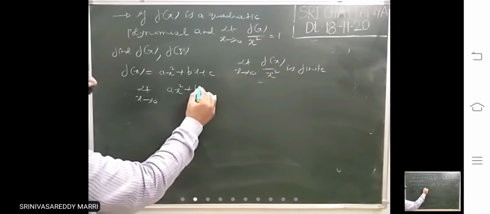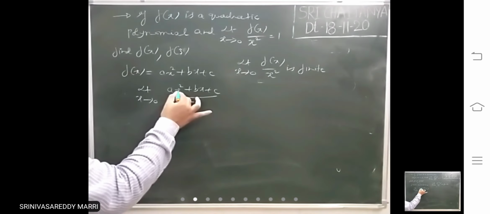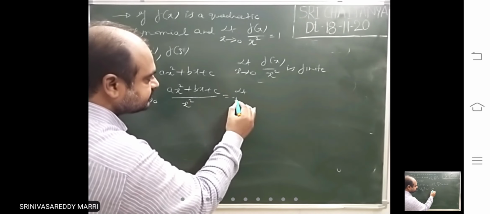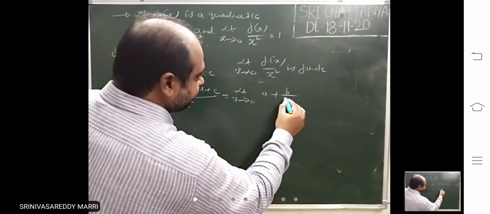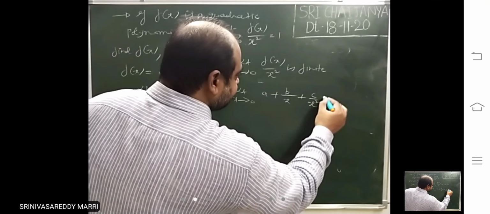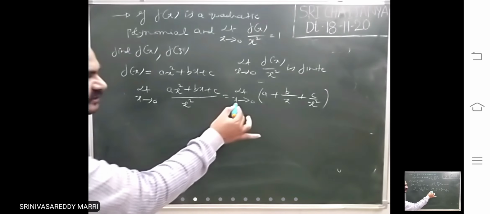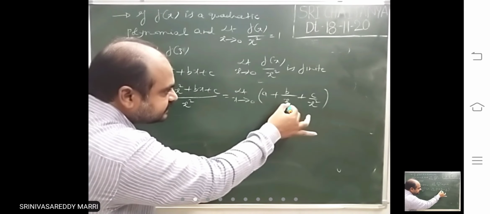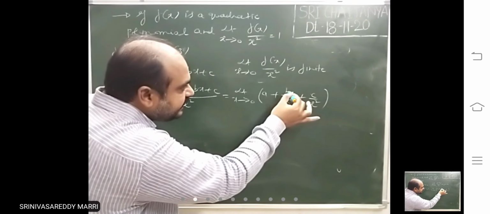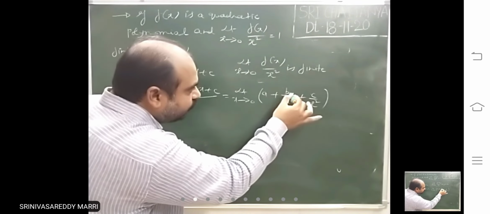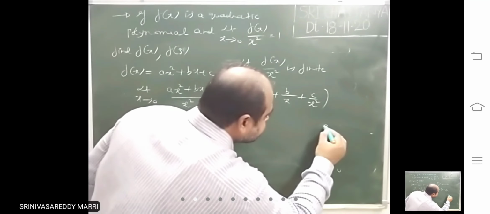a x square plus b x plus c divided by x square. So this is finite. Now what you do is split this. Always write it like this to have a clear idea: a x square by x square plus b by x plus c by x square. Now, given that this limit is finite, if you substitute 0, you will get b by 0 and c by 0. Suppose b is not equal to 0, let us say b is 2, then 2 by x will be there. If c is 3, then 3 by x square will be there.